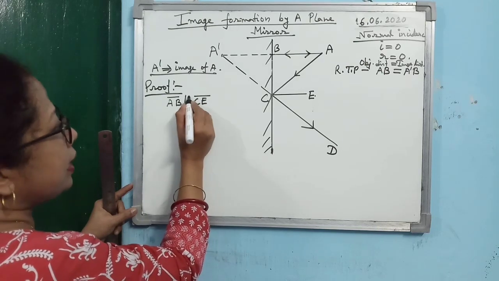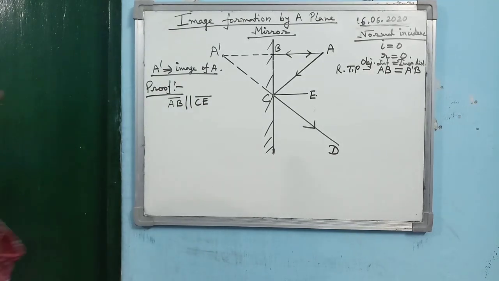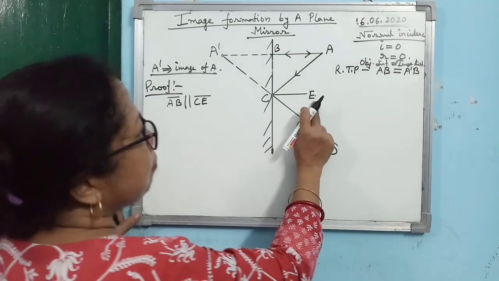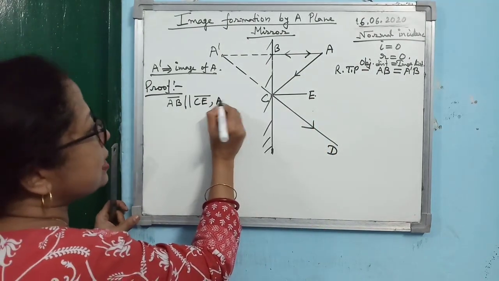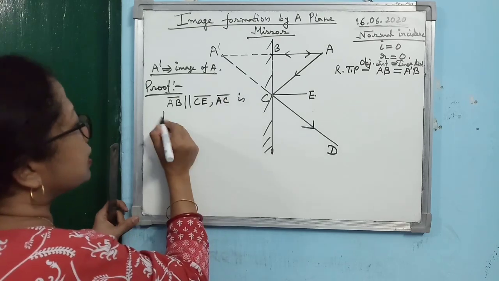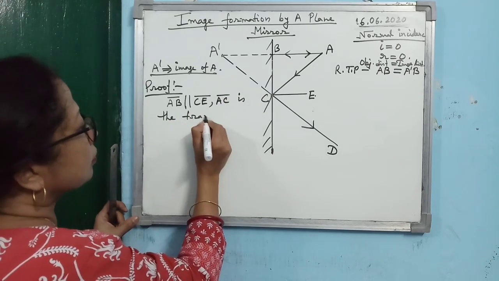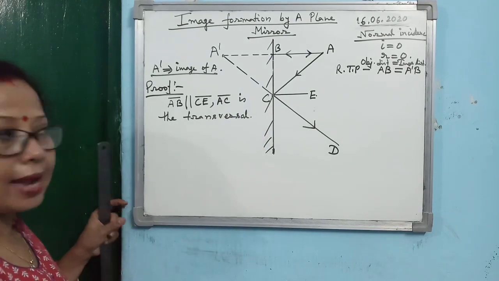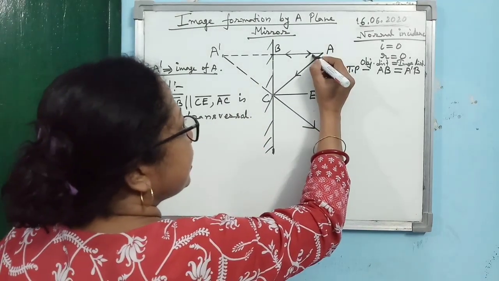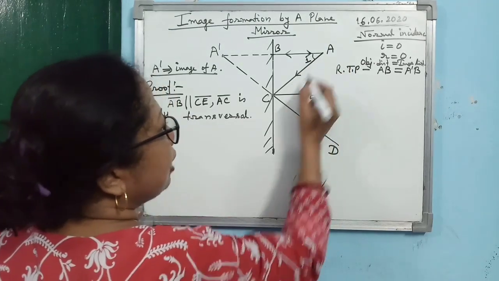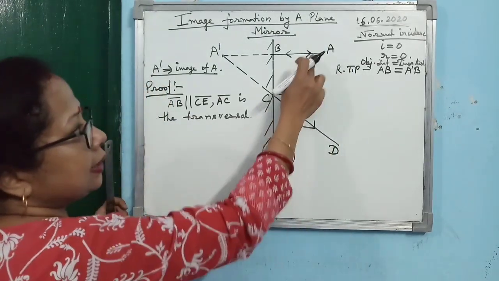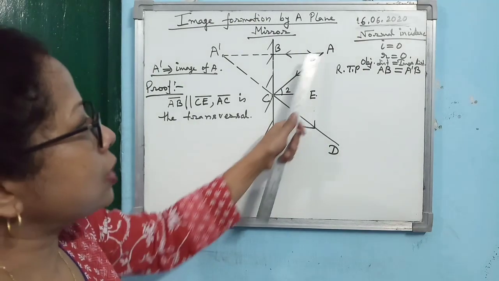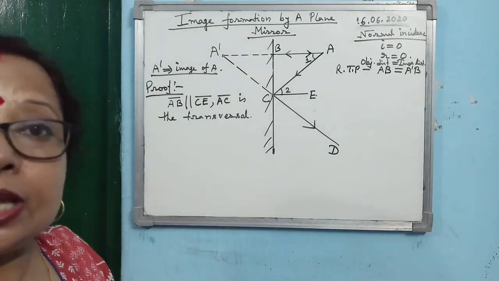So what can you write? AB and CE are parallel to each other, and AC is the transversal. I hope you know the mathematics of parallel lines. Just see, if I name this angle 1 and angle 2, then these two angles are the interior alternate angles. So these alternate angles will be equal.